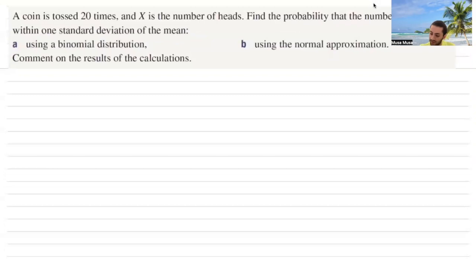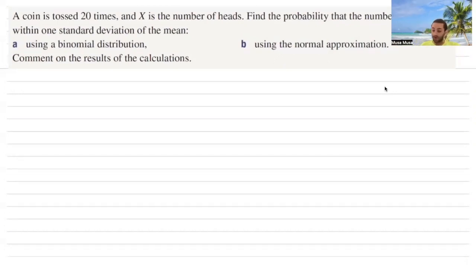A coin is tossed 20 times and X is the number of heads. Find the probability that the number of heads is within 1 standard deviation of the mean using a binomial distribution and then using the normal approximation. Comment on the results of the calculations. You can have a go on your own, or you can just wait for me to do it.